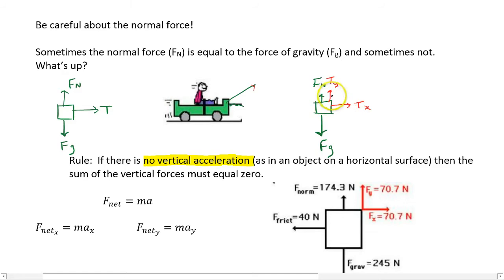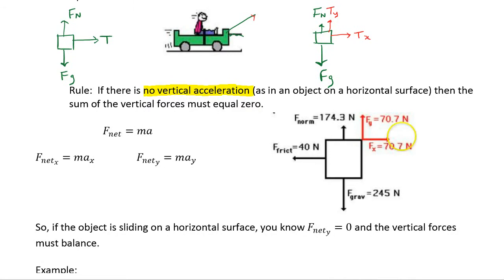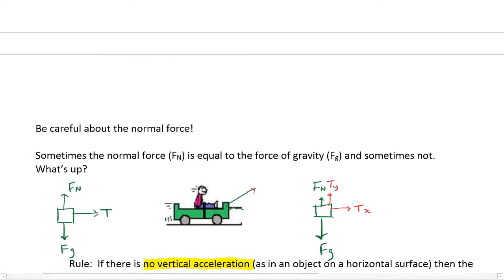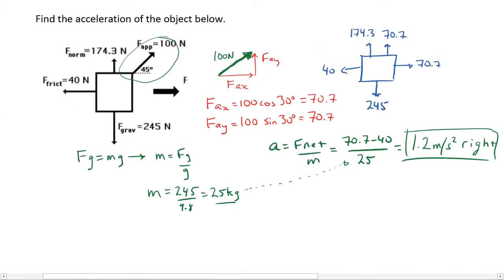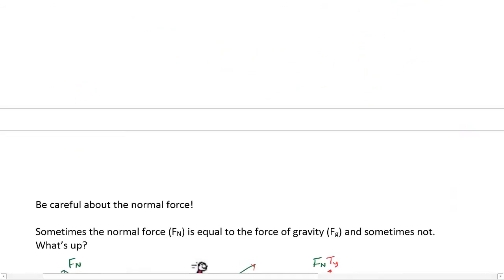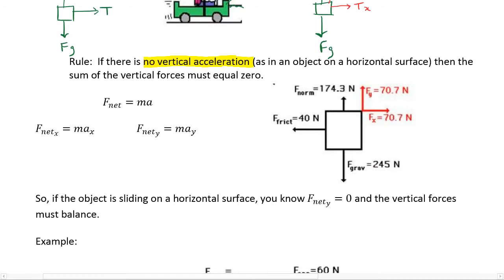Now I can see these two vertical forces added together are going to add up to the force of gravity. So sometimes the normal force is not equal to the force of gravity, and that is one example. Here, I think, is our example from the "your turn," the 70.7. See, where was that? Yeah, right here. This is the "your turn" example. And here's another example where the normal force is not equal to the force of gravity.